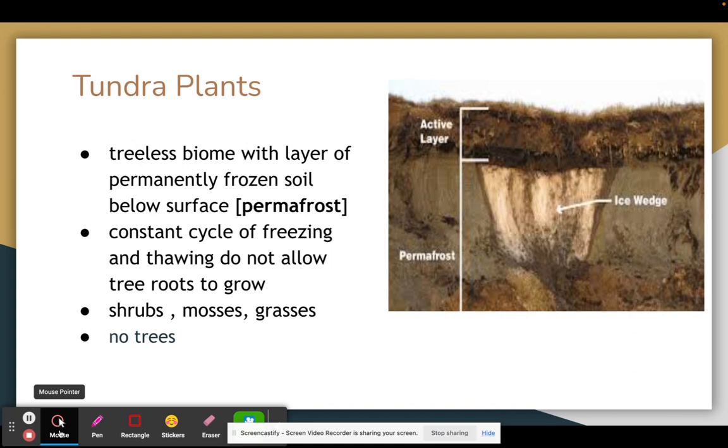The types of plants that will grow in the tundra will be some shrubs, mosses, grasses, lichen, things that are very small and low to the ground. There are absolutely no trees there. So one thing you could do is write trees, and put a line through it like that. There are no trees in the tundra whatsoever.